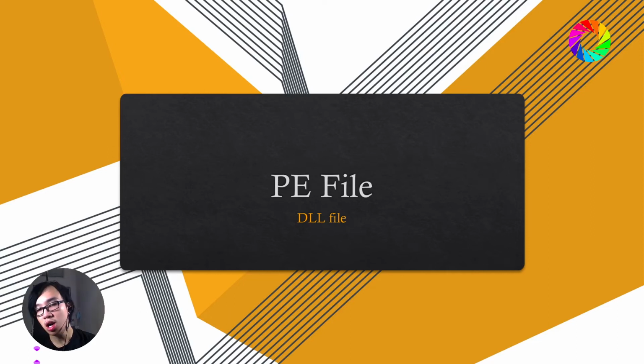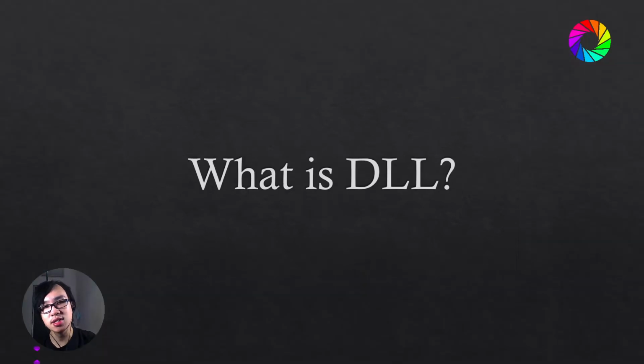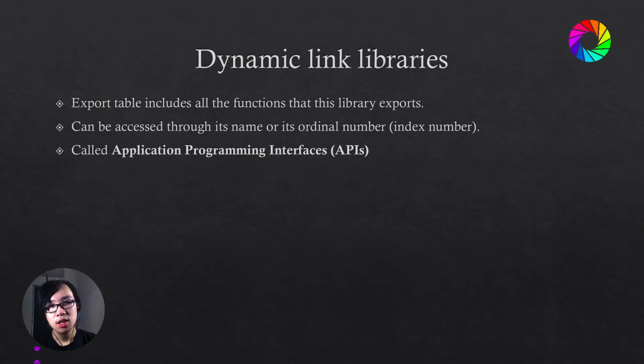Yeah. Now we talk about the DLL file. So what is the DLL file? A DLL file is a dynamic link library that has an export table. The export table includes all the functions in this library which are exported to other applications for using. So it can be accessed through its name or its ordinal number, which is the index number, and we can call it the API, which is the application program interface.